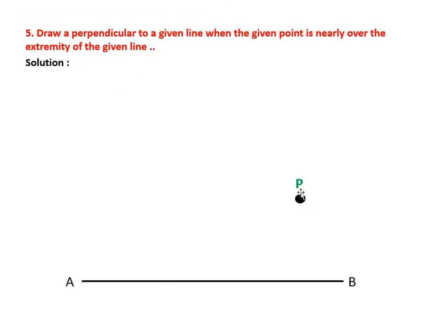Now the previous one was if the point P was lying over the middle point, but here you see the point P is lying near B or near A, whichever case. In both the cases, whether the point P is lying near B or A, the procedure will be the same. So the question is: draw a perpendicular to a given line when the given point is nearly over the extremity. Extremity means A is the extreme, B is the extreme. So near the extremity means above B or above A. So let us see the procedure.